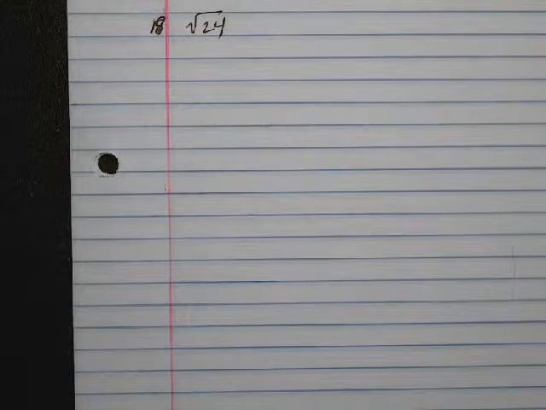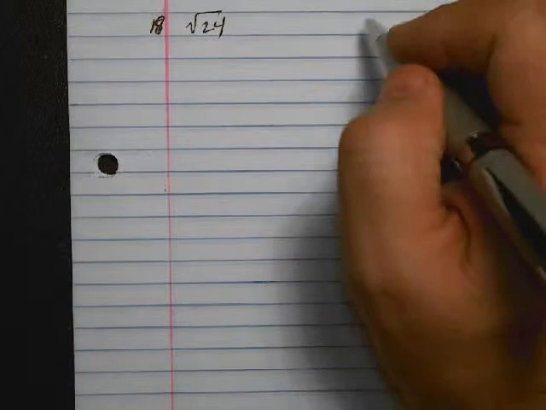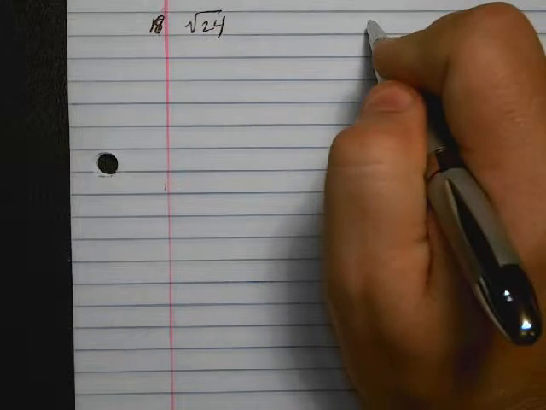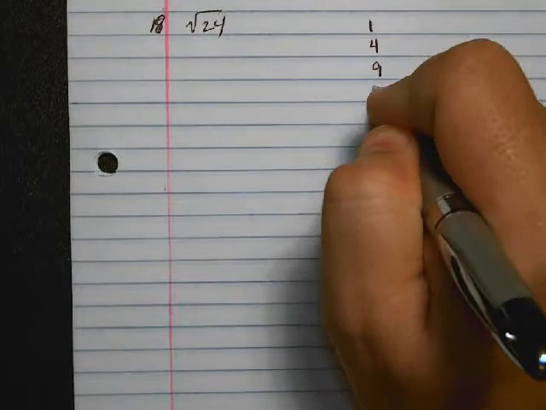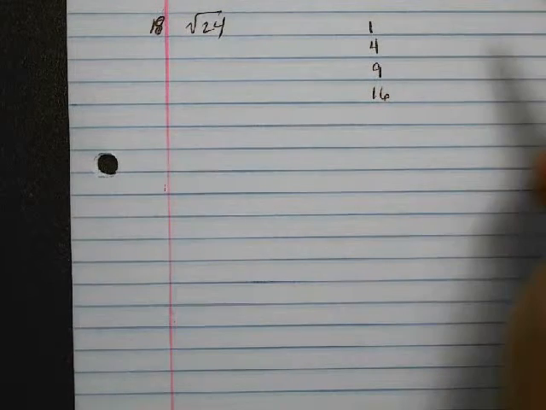So we'll look at another one here, square root of 24. We want to look for perfect squares. A perfect square, just to remind you, is like 1, 4, 9, 16. Why are those perfect squares?